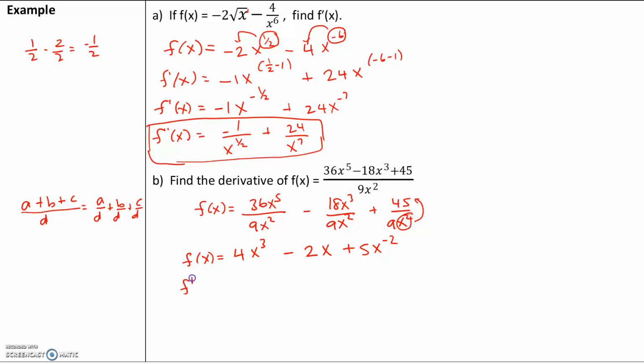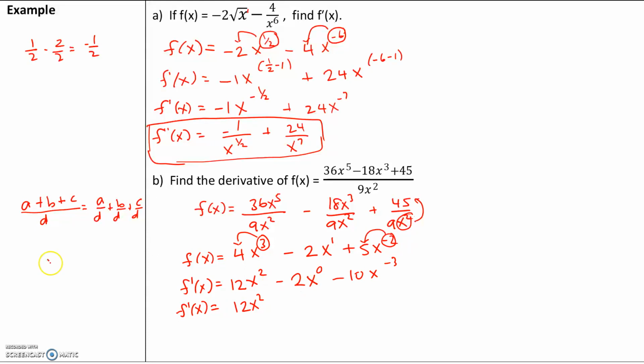Now let's take the derivative of this. So we have 3 times 4, which is 12, and we subtract 1 from the exponent. This gives us 12x to the 2nd power. There's an exponent of 1 here, so if I multiply 1 times negative 2, this gives me negative 2, and we have 1 minus 1, which is x to the 0. Lastly, we have negative 2 times 5, which is negative 10, and if I subtract 1, this gives me negative 3. Okay, so f prime of x equals 12x to the 2nd power.